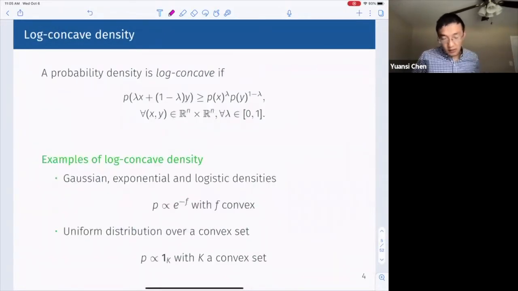So the log-concave density was also defined. Basically, you take the log of this formula and its concavity defines it. There are many log-concave densities like Gaussian and exponential, as long as it can be written as e to the minus f with f a convex function. And a large class of log-concave densities is the uniform distribution over a convex set. You can see that we don't use the log definition because we want to include the uniform distribution over convex sets.